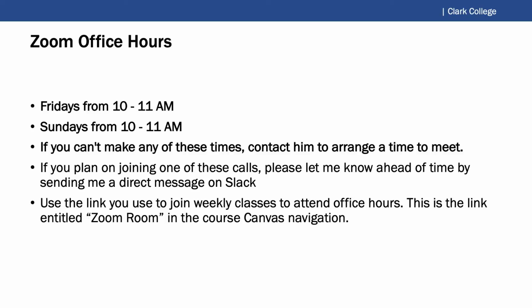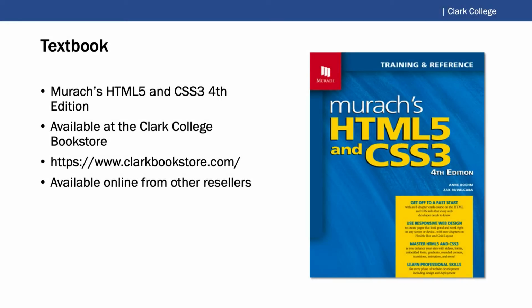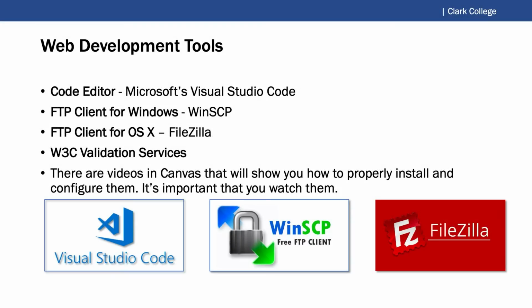Yeah, so that's that. The book for this class is called Murach's HTML5 and CSS3, 4th edition. It's available at the Clark Bookstore or wherever books are sold. You can find it all over the web to buy. Let's see. The web development tools you'll be using for this class.